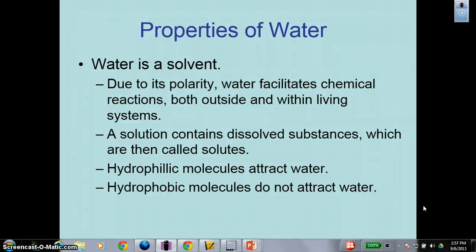Hydrophobic and hydrophilic molecules need to be addressed. Hydro means water, philic is love, phobic is fear. Hydrophilic molecules are attracted to water, and hydrophobic molecules are not attracted to water.